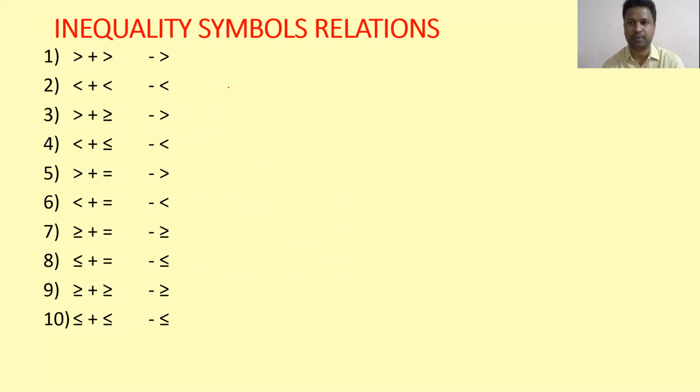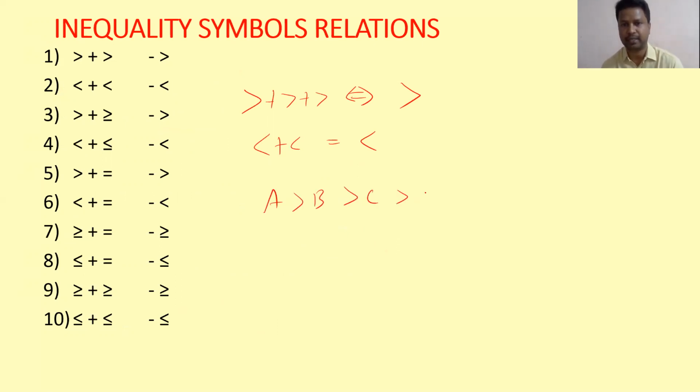So this is very important for answering the questions. If symbols are in same direction, we will get a same direction conclusion. For example, if you are getting symbols like this, what is the conclusion I can draw? I can say greater. If symbols are in same direction, I will get same direction conclusion. Okay, for example, A is greater than B, greater than C, greater than D. How to find the relation of A and D?